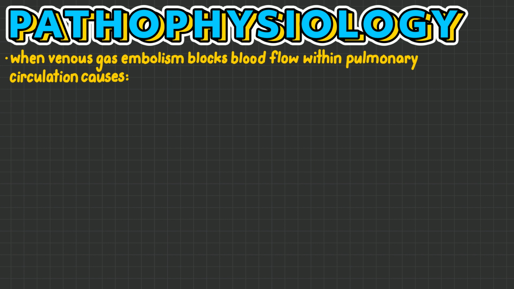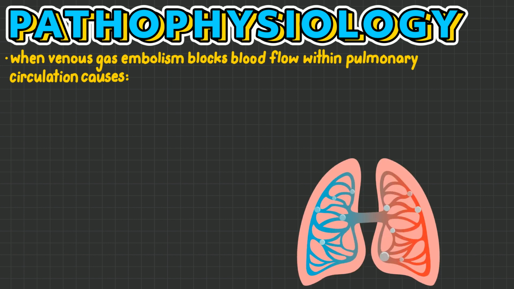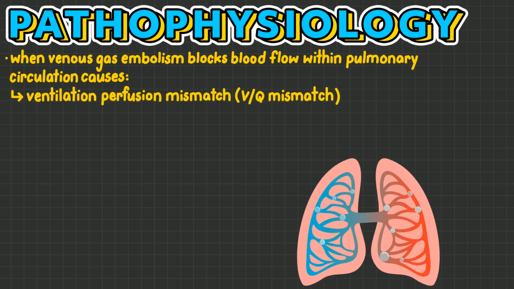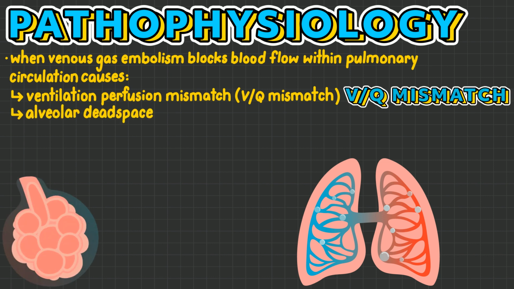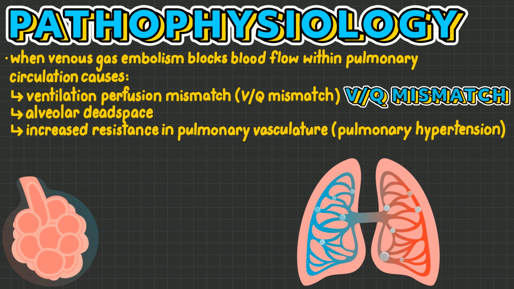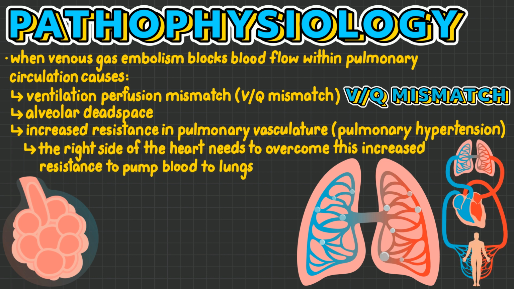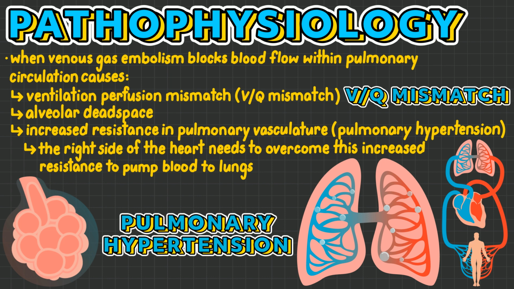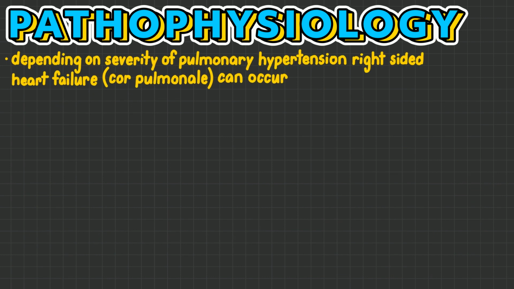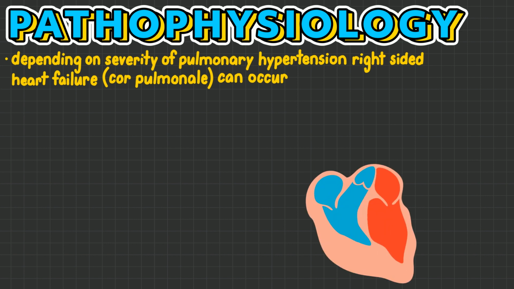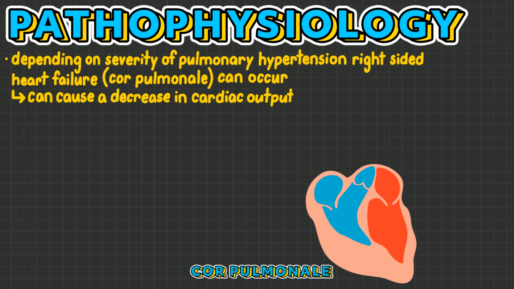When a venous gas embolism blocks blood flow within the pulmonary circulation, it causes a ventilation-perfusion mismatch, also known as a VQ mismatch, alveolar dead space, and increased resistance which the right side of the heart needs to overcome to pump blood to the lungs, also known as pulmonary hypertension. Depending on the severity of pulmonary hypertension, the resistance the right side of the heart needs to overcome can result in right-sided heart failure, called cor pulmonale, which subsequently can cause a decrease in cardiac output.